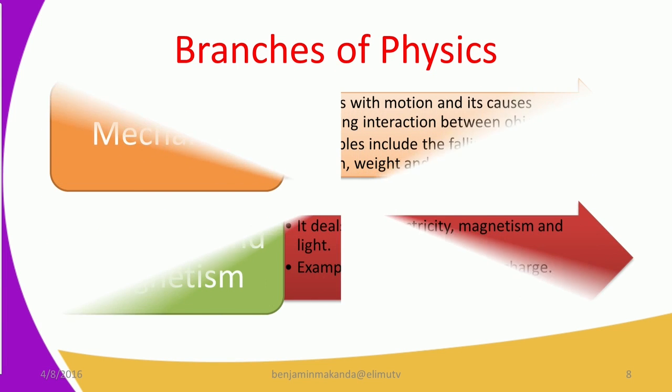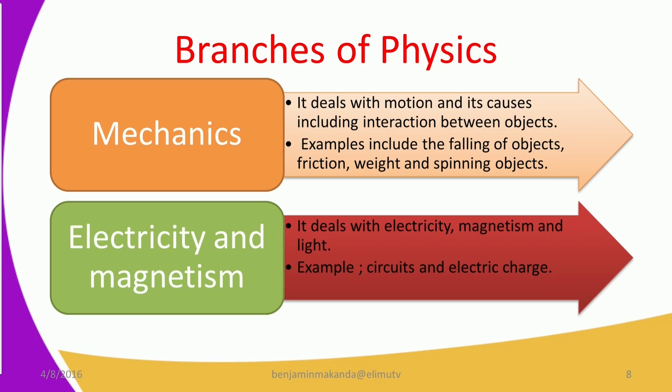Still on the branches of physics, we look at the branches in details, and we begin by looking at mechanics. It deals with motion and its causes, including interaction between objects. Examples include the following: falling of objects, friction, weight, and spinning objects. That's all about mechanics. Electricity and magnetism deals with electricity, magnetism, and light, and examples are circuits and electric charge.